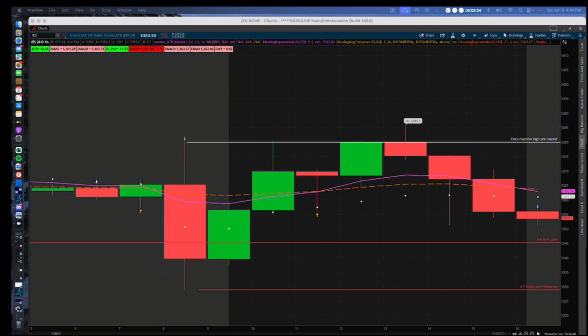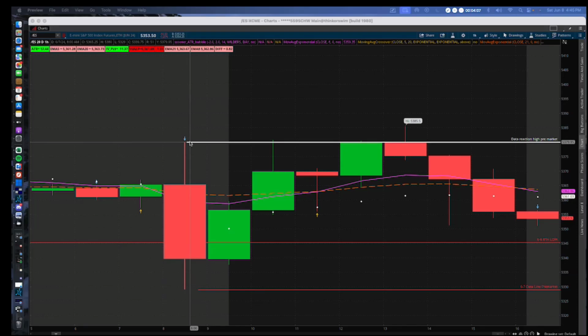But if I want to make it simple, I'm going to use the data reaction to Friday's number, the high at around 5380 and the low at 5329, as a balance area. I expect just two-sided choppy trade until we get either below the low at the 5329 area or above the high at around the 5380 area.